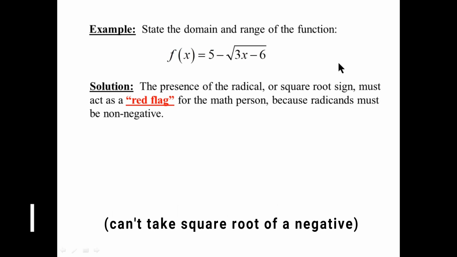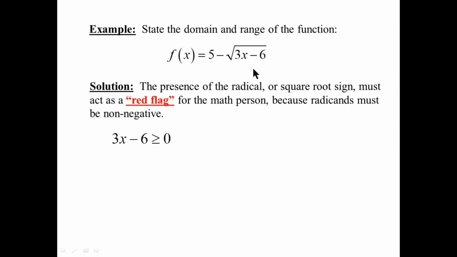So our approach is to recognize the red flag, and the red flag means we're going to have to look after the situation of the radical here. And the radicand must be non-negative, so 3x minus 6 must be greater than or equal to 0. So we say it. Then we treat that like an equation. Move the 6 over, divide by 3, and we have x is greater than or equal to 2.